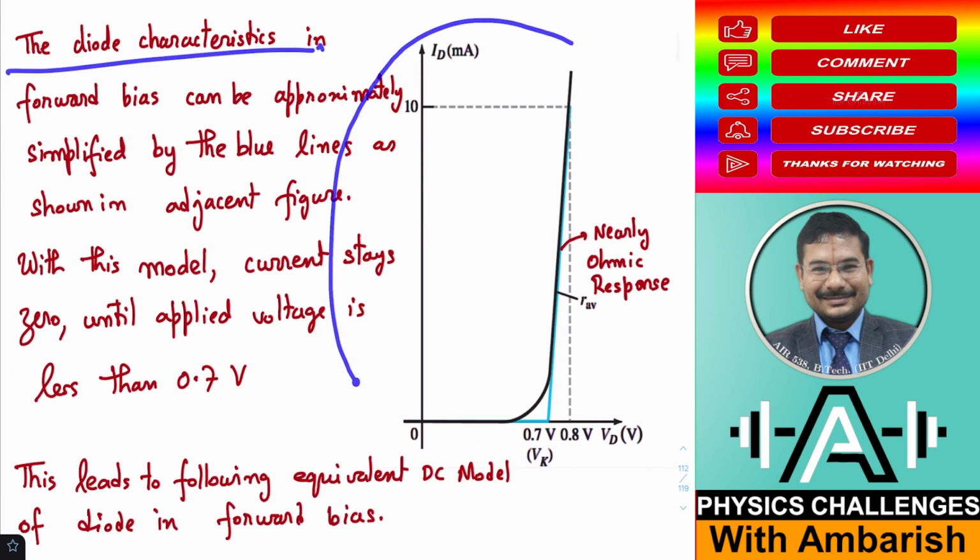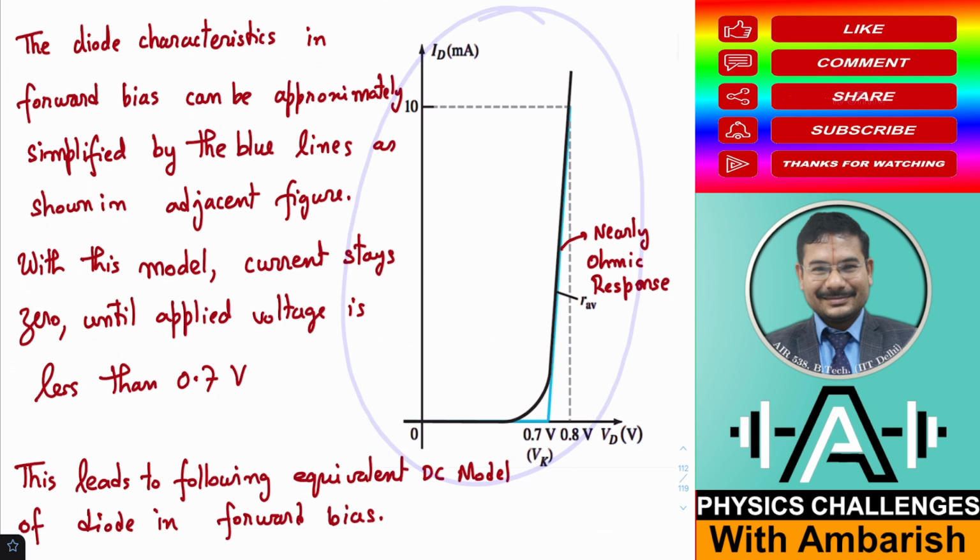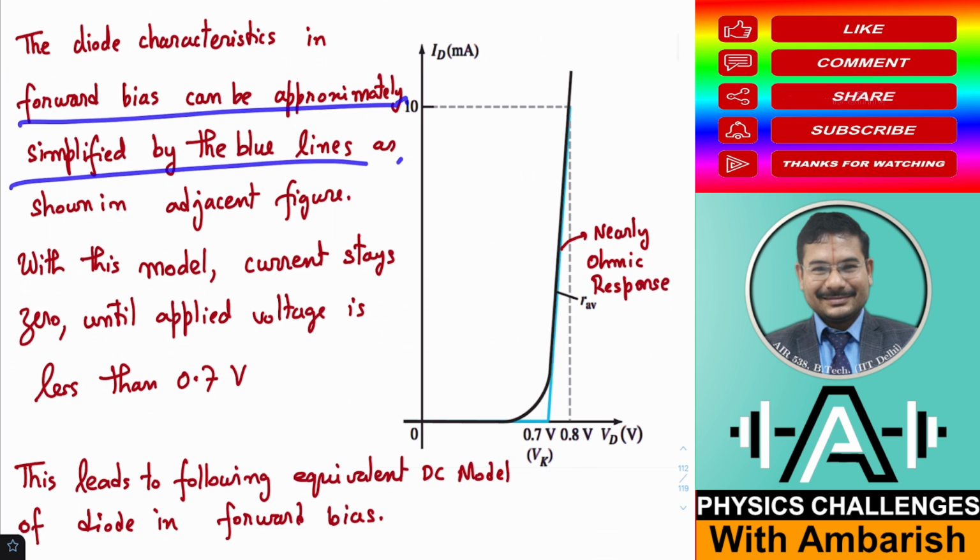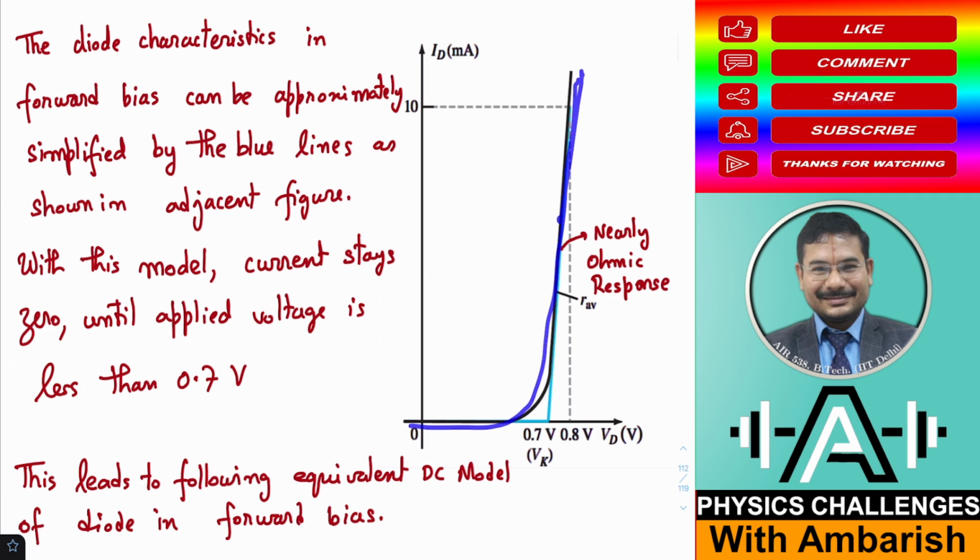So what are the diode characteristics? Here you can see the forward bias diode characteristics. Forward bias can be approximately simplified by the blue line. The actual curve is the black one, but if you draw a tangent to it, you can approximate it as a flat horizontal line up till 0.7 volt, and then a straight line after 0.7 volt. So nearly ohmic response: voltage and current are not exactly proportional, but it has some kind of straight line behavior.